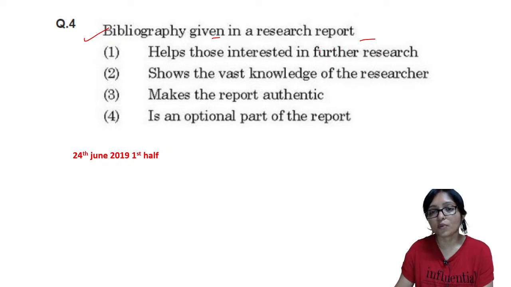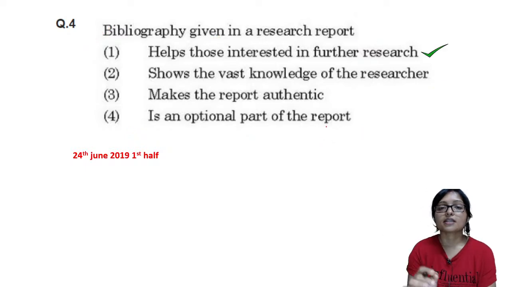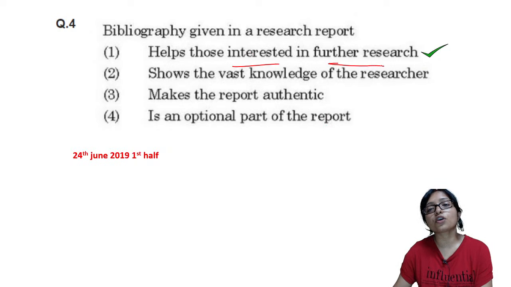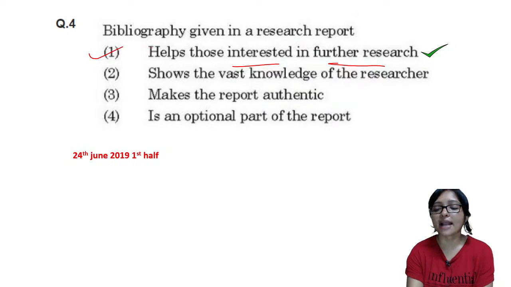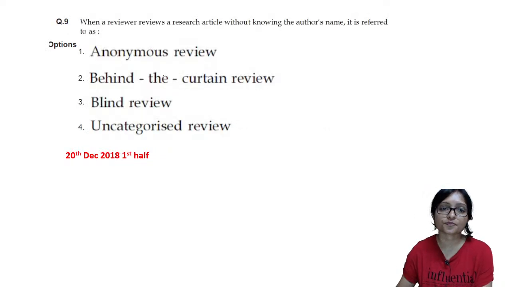Next question: bibliography given in the research report. Why? What is the importance of bibliography? Helps those interested in further research, shows the vast knowledge of the researcher, makes the report authentic, and it is an optional part of the report. Which one is correct? Yes, this is helping those who are interested in further research. Just now we discussed that bibliography helps those who are interested in the research.